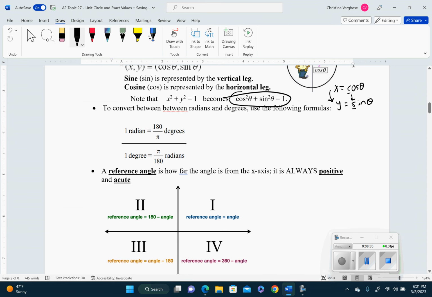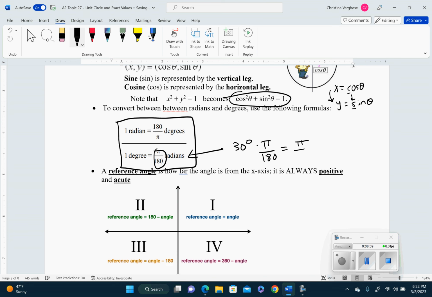Next, these two formulas are straight in your reference table. So when you take the Regents, they're going to give you those formulas. You just need to know how to apply them. We used this formula in Do Now number 1. We said 30 degrees, and we're going to convert it to radians. So you multiply it by pi over 180. Remember our answer was pi over 6.